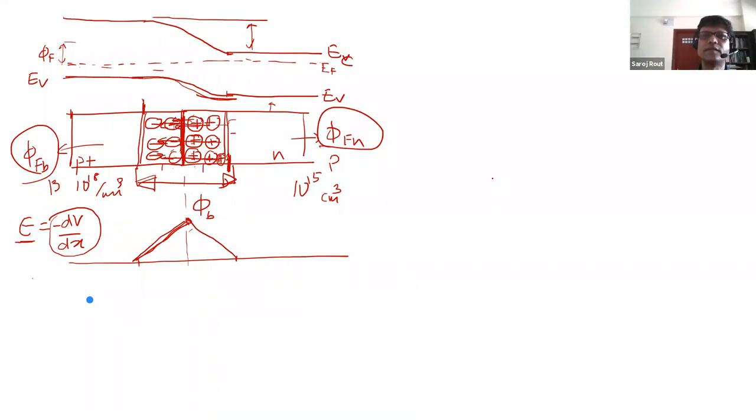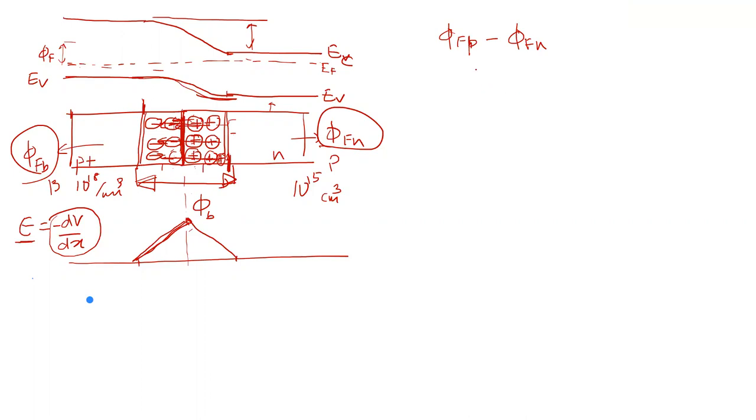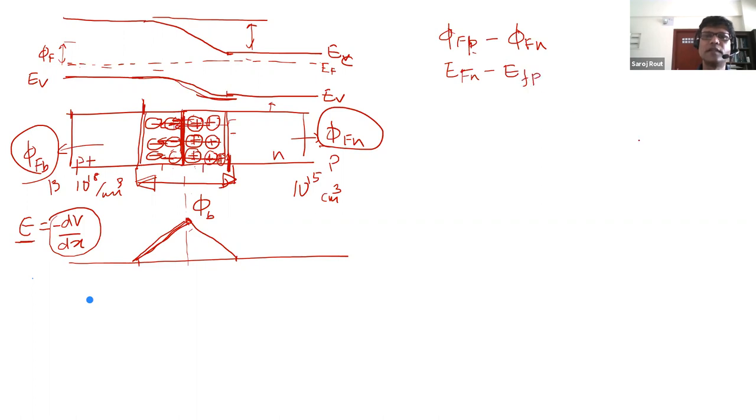Phi f p minus phi f n. Okay, somebody said phi f p minus phi f n. Okay. And that's nothing but EFN minus EFP if you expand these two quantities, okay? Now, can somebody tell me why that is the quantity? From a band gap perspective?